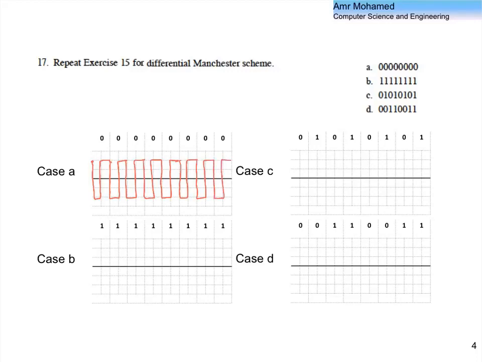For case B, we start by keeping the level straight and then we toggle. Here for 1, we start straight and then we toggle. We start straight and then we toggle. Straight, straight, straight, okay. For 1 we start by toggling and then toggling again. For 1 we keep straight and then we toggle.